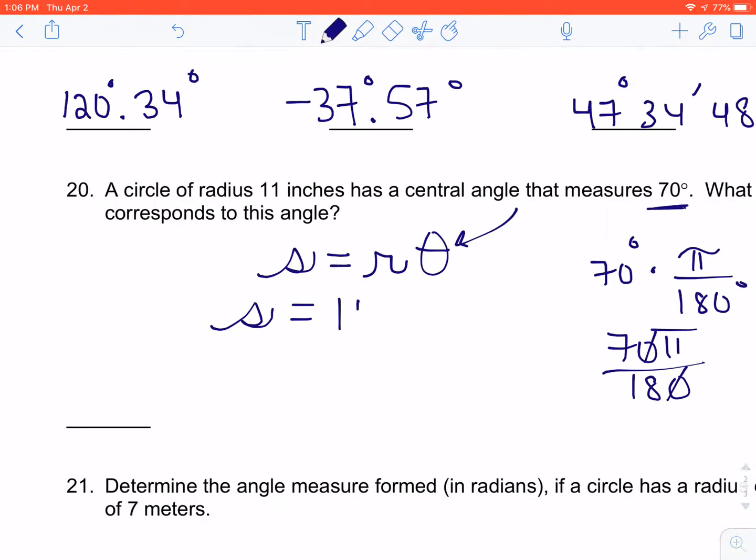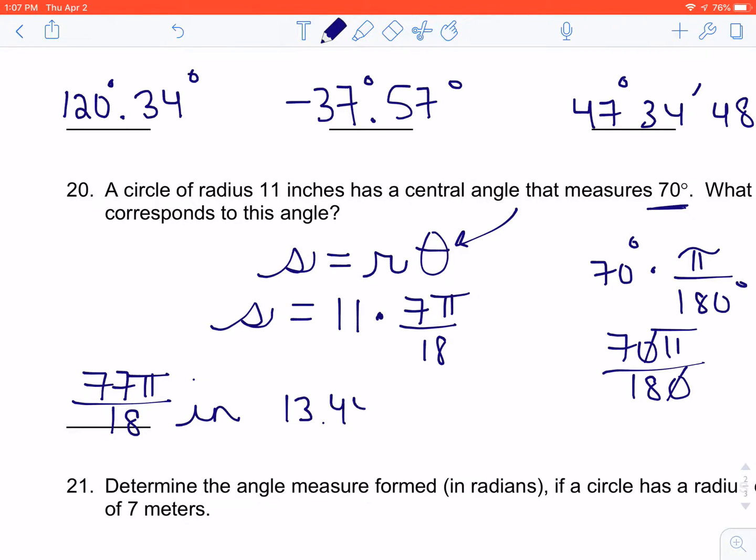So if the radius is 11 inches and the angle is 7 pi over 18, I get 77 pi over 18, and the units will be the same as the radius units. So those will be inches. If you did this on the calculator, you want to make sure you're using the pi key and you're not rounding until the very end.